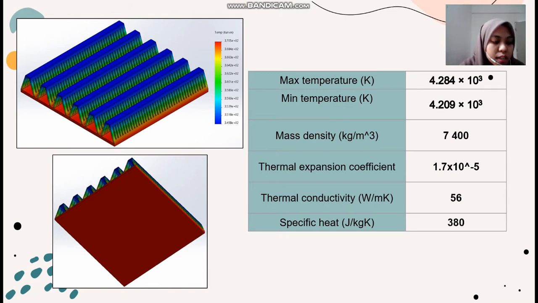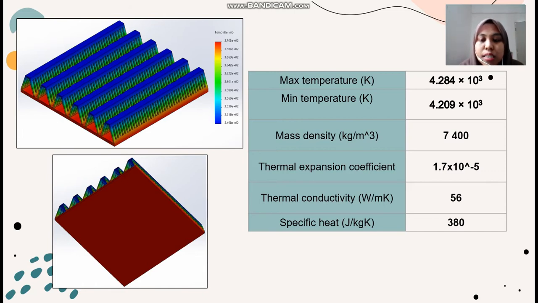After I apply heat power 166.549 watt and convection 5.03 on the body, you can see that the base is on the hotter side, that is in red shaded, and on top of the fin is blue shaded, which is the colder side. So the max temperature is 4.284 times 10 to the power of 3, and minimum is 4.209 times 10 to the power of 3.